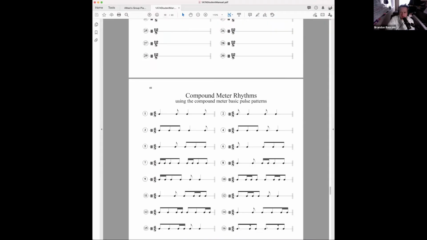If you look at my screen right now, this is the file name right here, at the top. 1A 7A Student Manual. I use this manual for 1A, which is Theory 1, and 7A, which is Ear Training 1. And I teach both those classes right now. You teach both of them? Yeah.